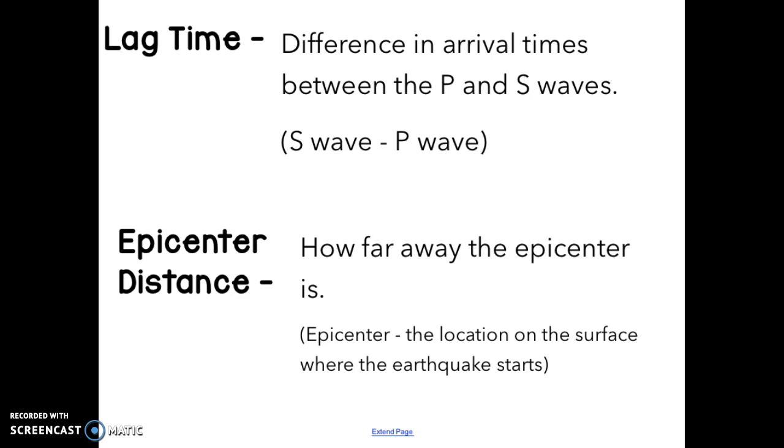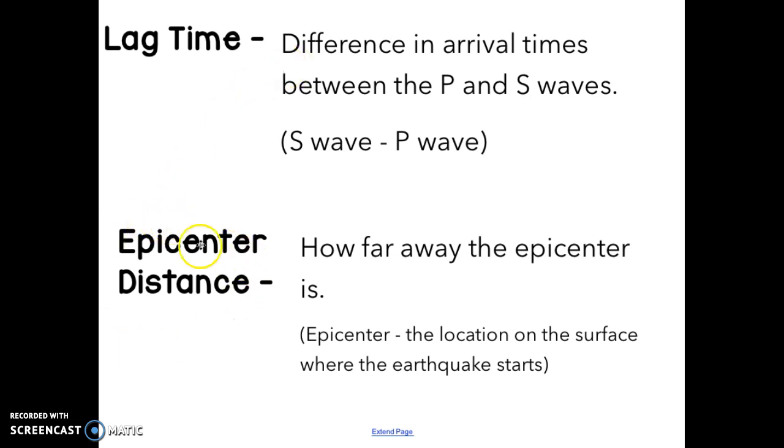So at this point, we've learned how to do two things. We've found the lag time, which is the difference in arrival times between the P and S waves. In short, it's the S wave minus the P wave. So we've spent some time looking at times and you've subtracted them and you've been able to find the lag time. That was the first step that we did in this whole process.